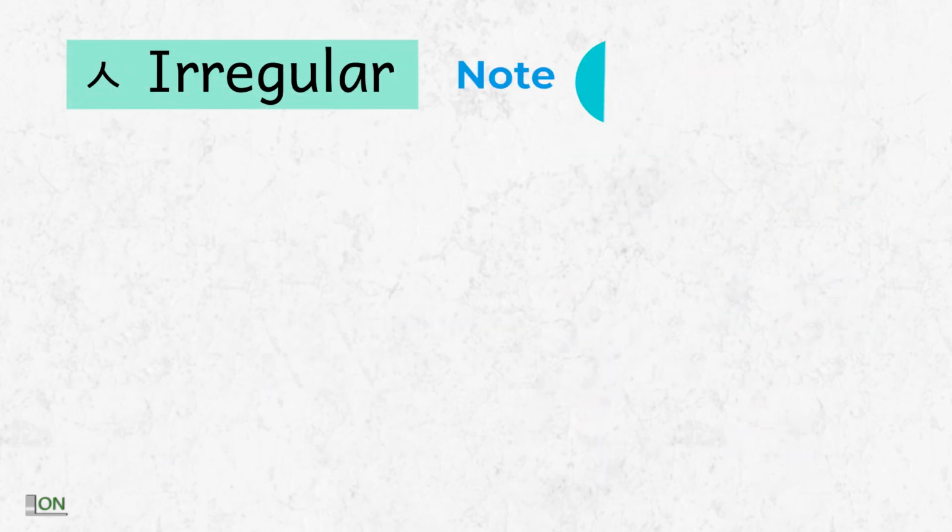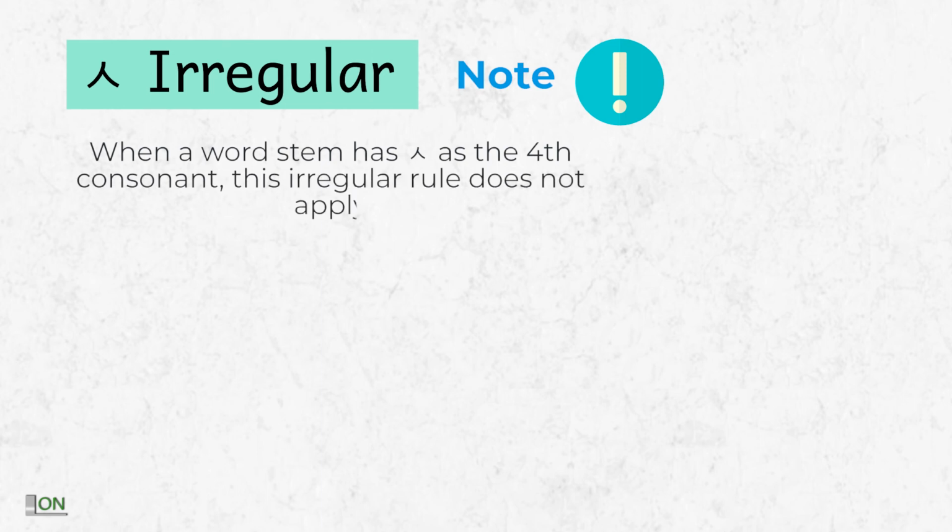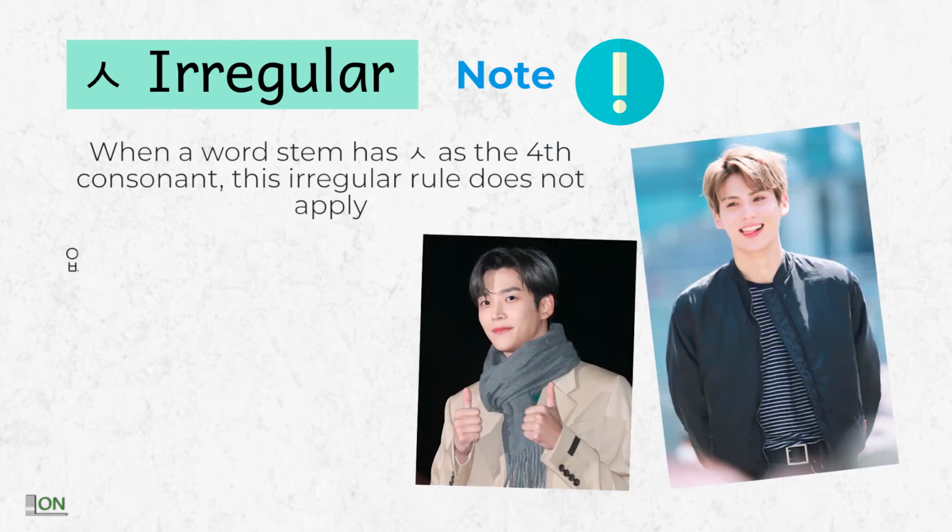Here is a little note. When a word stem has Siot as the second consonant of the final consonant cluster, this irregular rule does not apply. 없다, to not have. 없어, 없어요, 없습니다.